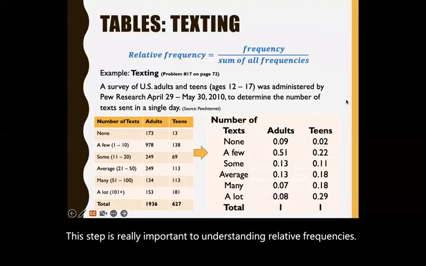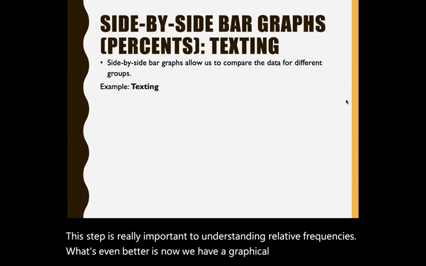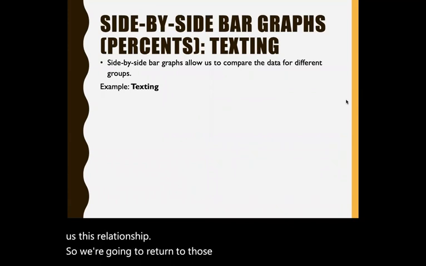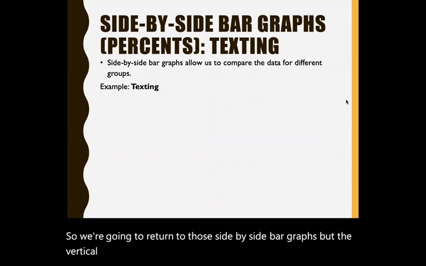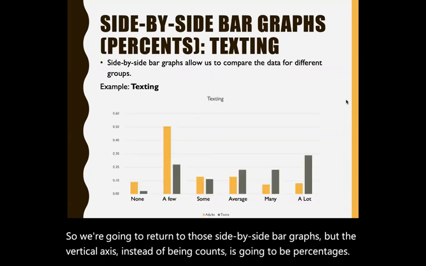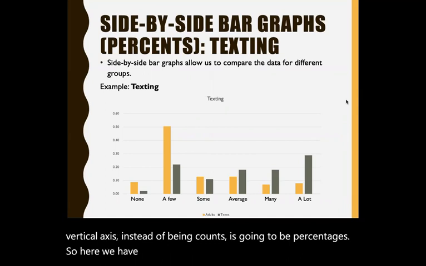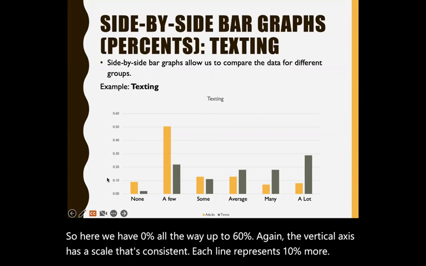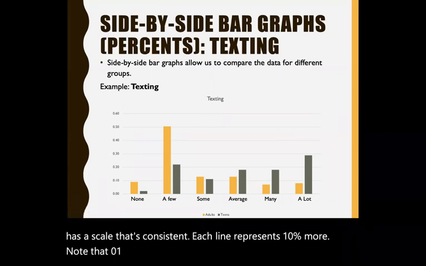What's even better is now we have a graphical display that'll show us this relationship. So we're going to return to those side-by-side bar graphs, but the vertical axis, instead of being counts, is going to be percentages. So here we have 0% all the way up to 60%. Again, the vertical axis has a scale that's consistent. Each line represents 10% more. Note that 0.10 is a decimal representation of 10%. So they are equivalent.